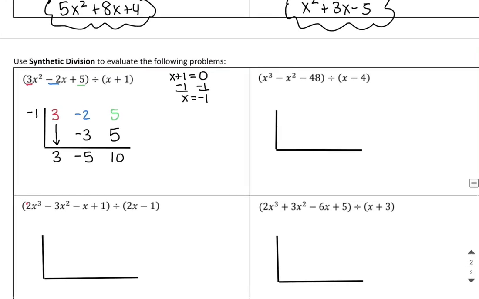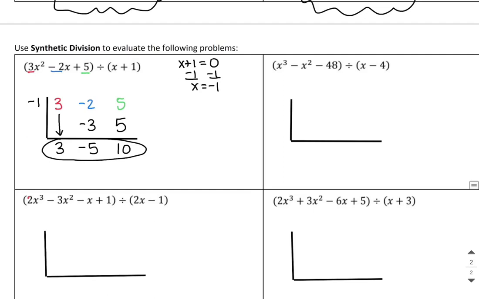I just have to use these numbers as my new coefficients. So this number on the right is always going to be my remainder. The next number to the left is always going to be your constant. The number to the left of that is going to be your x to the first power. And if you had more numbers, it would be x squared and x cubed to the left of that. But I only have x to the first power and my constant.